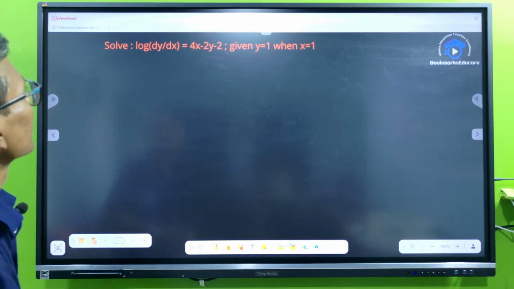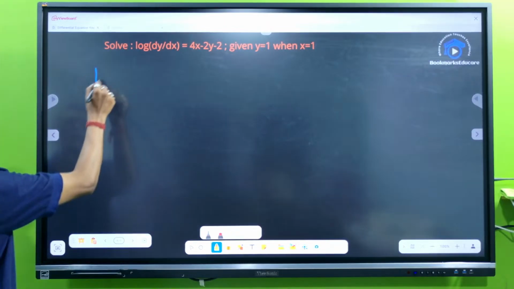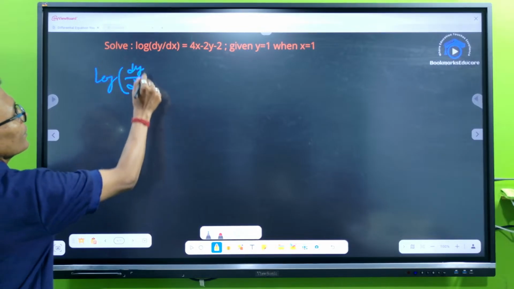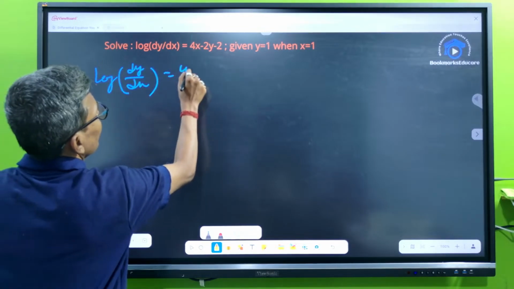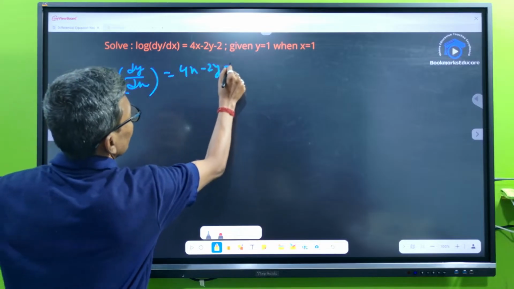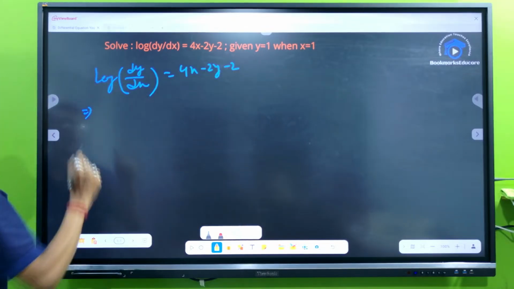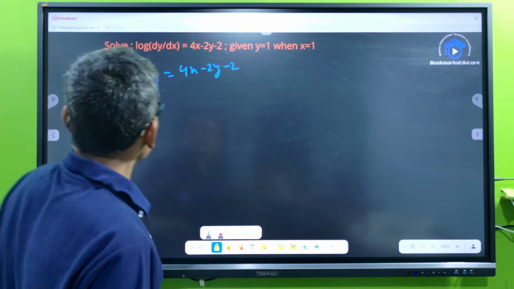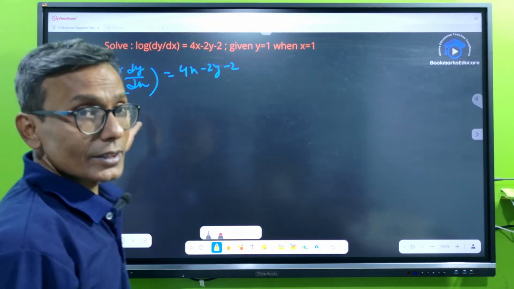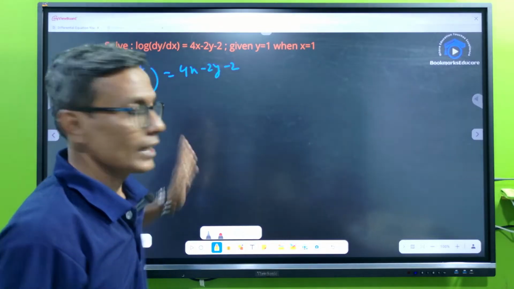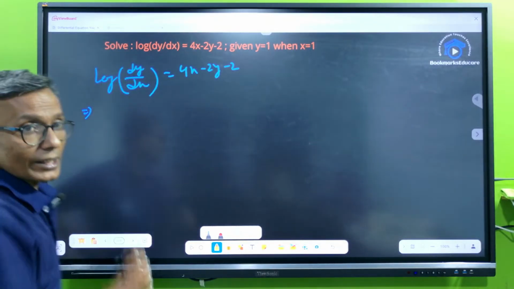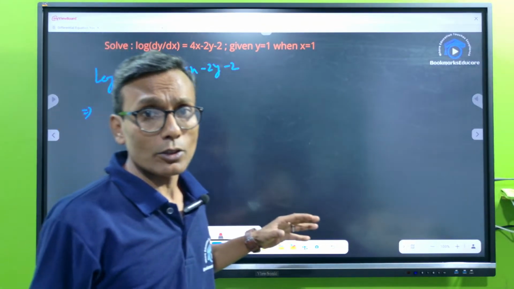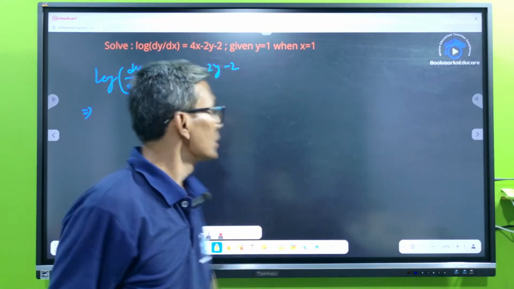Next sum is log of dy/dx is equal to 4x minus 2y minus 2. So here the base is in understood form, which means the base is e. So this is the Napierian logarithm. That's why in calculus the base of logarithm is always e.